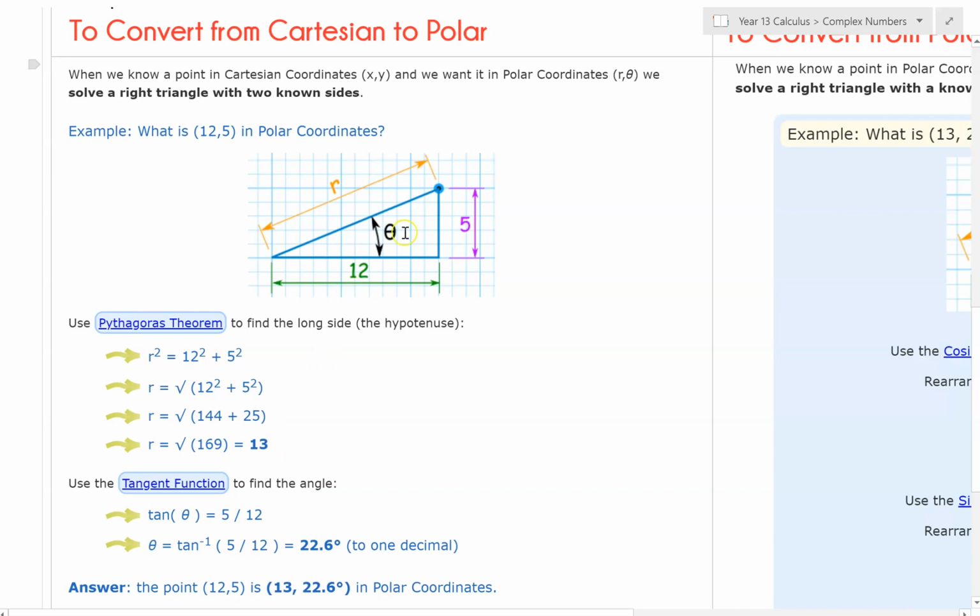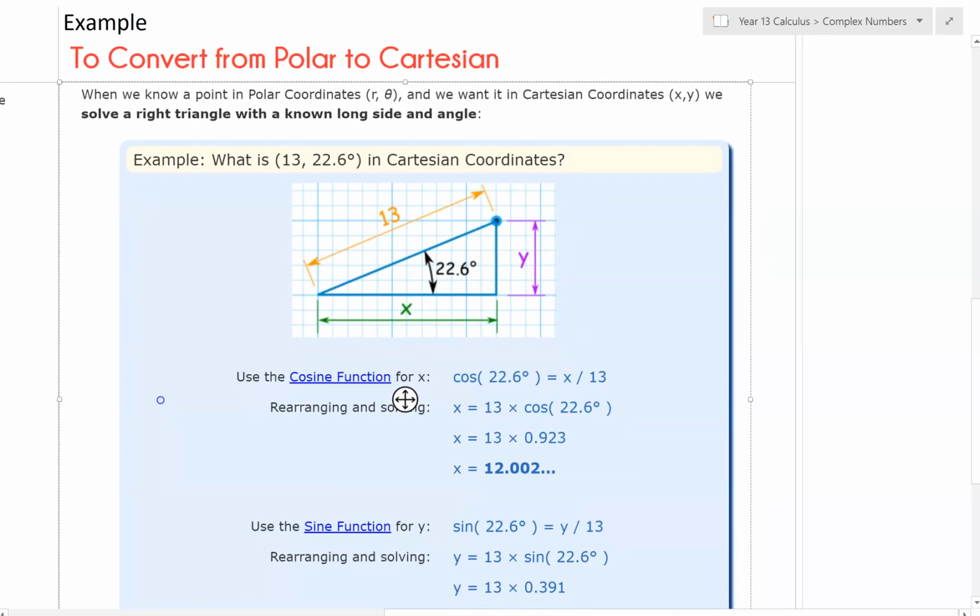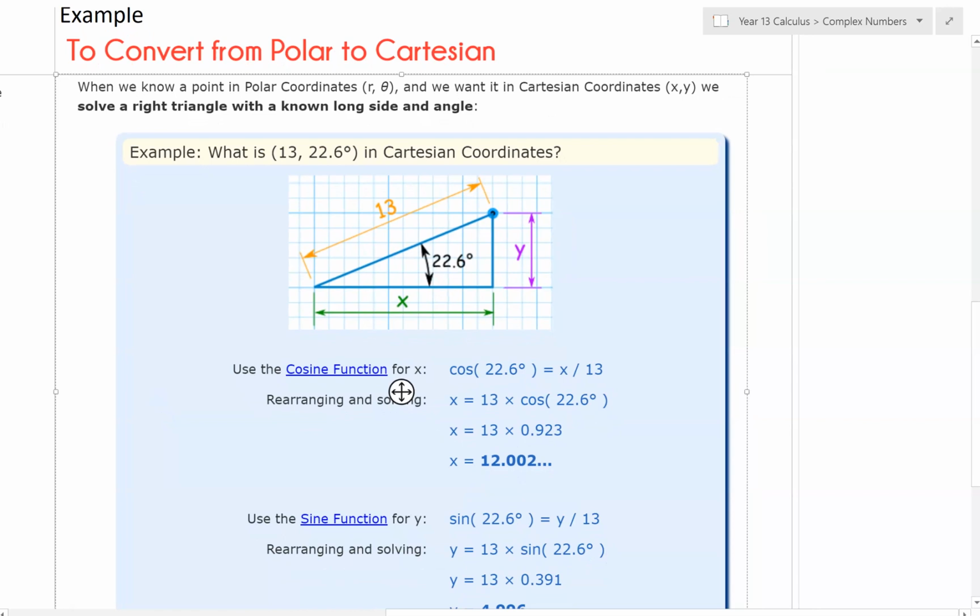So how do we find the angle? We know tan inverse of opposite over adjacent would give you 22.6 degrees. So from 12, 5, which is in the rectangular form, we could easily convert that to a polar form r, angle, which is radius, angle. So let's see the same question. How do we convert from a polar form to a rectangular form?